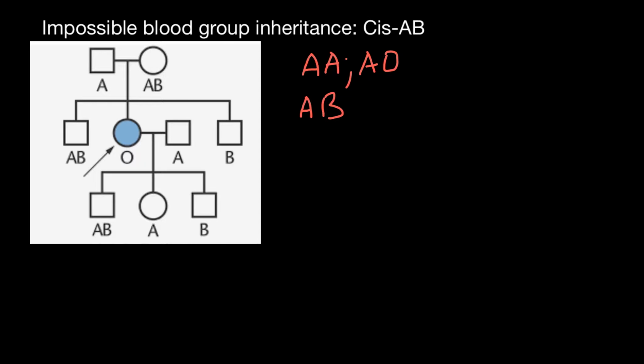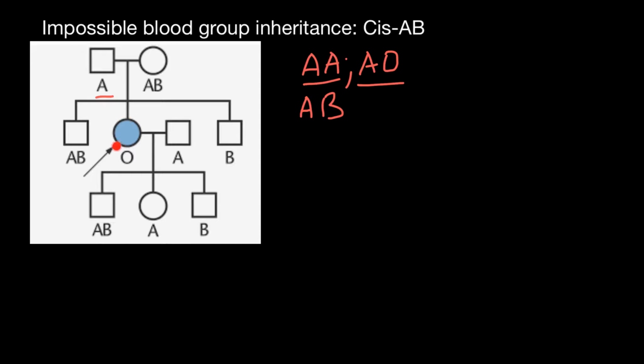So that means that this person, this male, can be of the genotype AA or AO. And of course, if we assume that this person has genotype AO, that would give us more variants in the progeny. So let's assume that this person is AO.